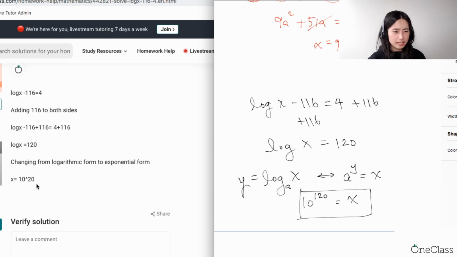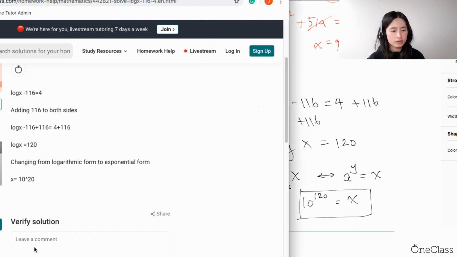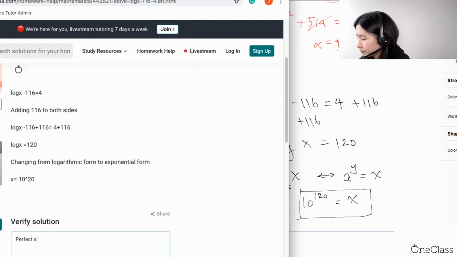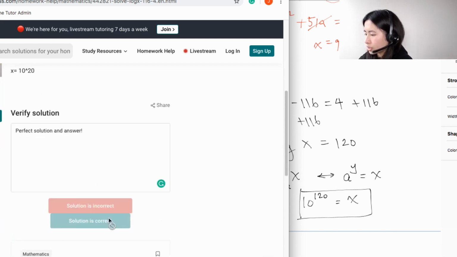Okay, yeah, so this is the exact same thing that we did. Again, just keep in mind that there is a difference between saying it's x minus 116 or it's simply log of your x. Okay, solution is correct.